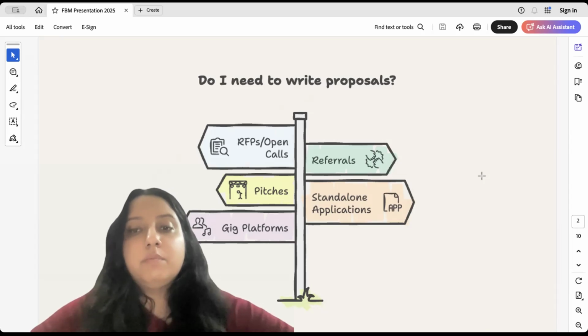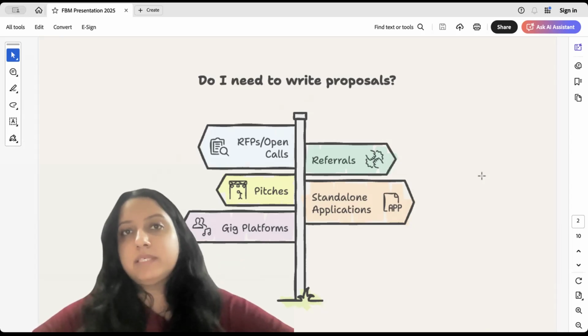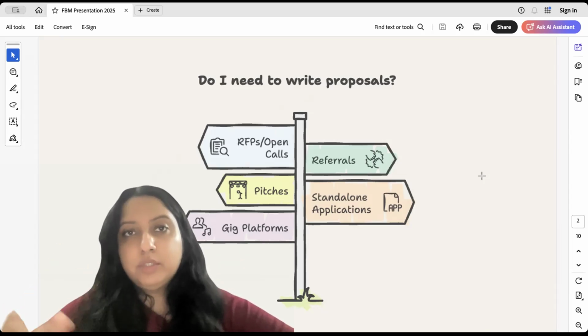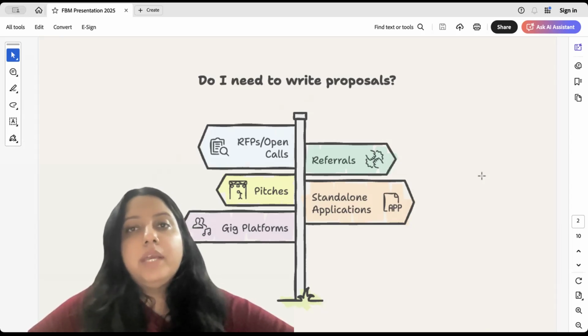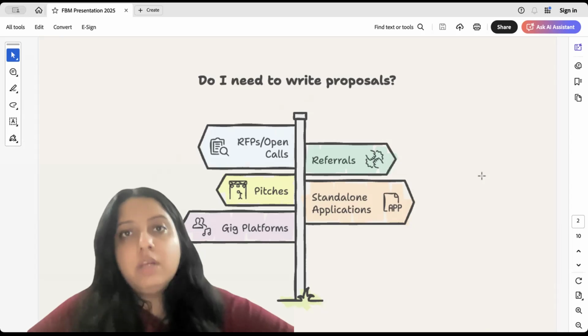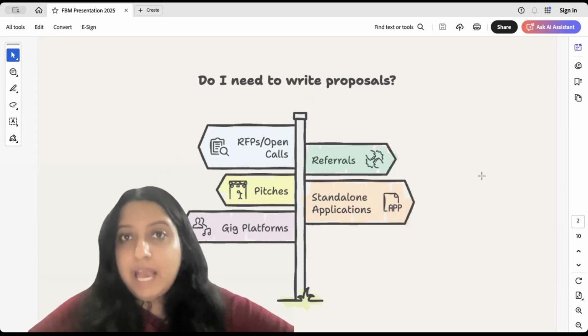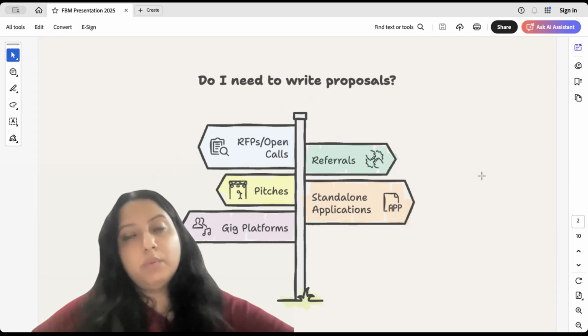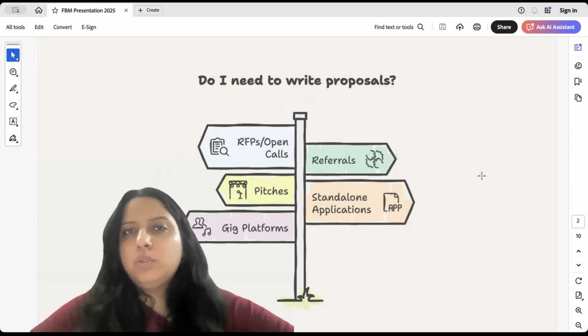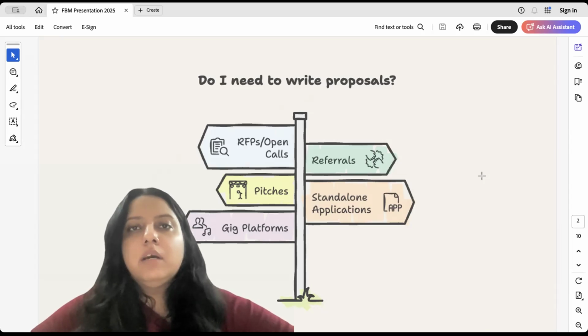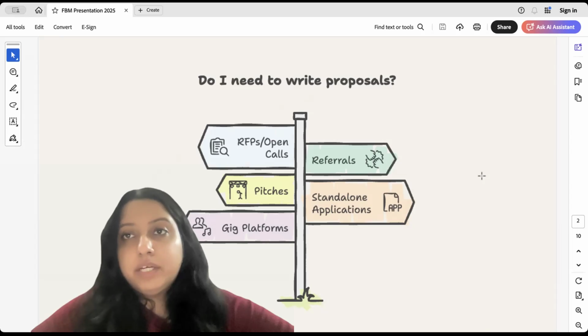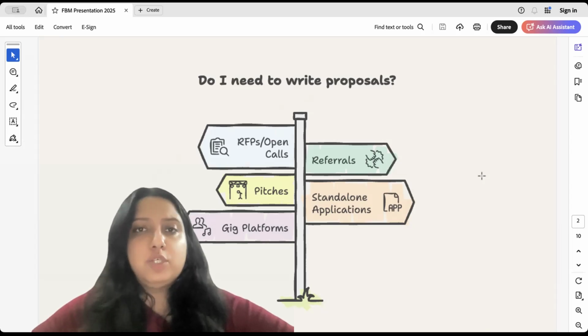Then, after the standalone applications and gig platforms, we come to pitches. Pitches is basically instead of you going to someone who is already in need of a freelancer, you are going and pitching your services to someone who may or may not be actively looking for freelancers to work with. This means that it has both cold and warm pitching involved. And effectively, this will be more of a concerted, very focused way of reaching out for a particular assignment.